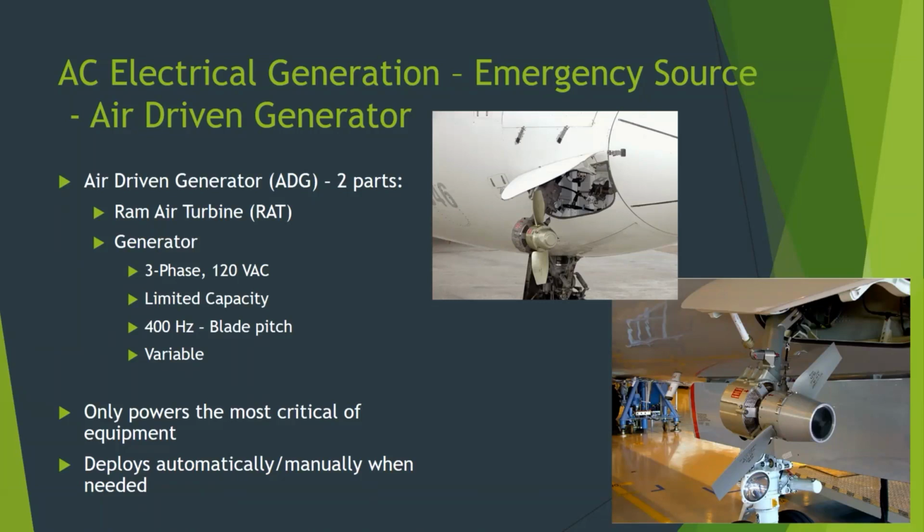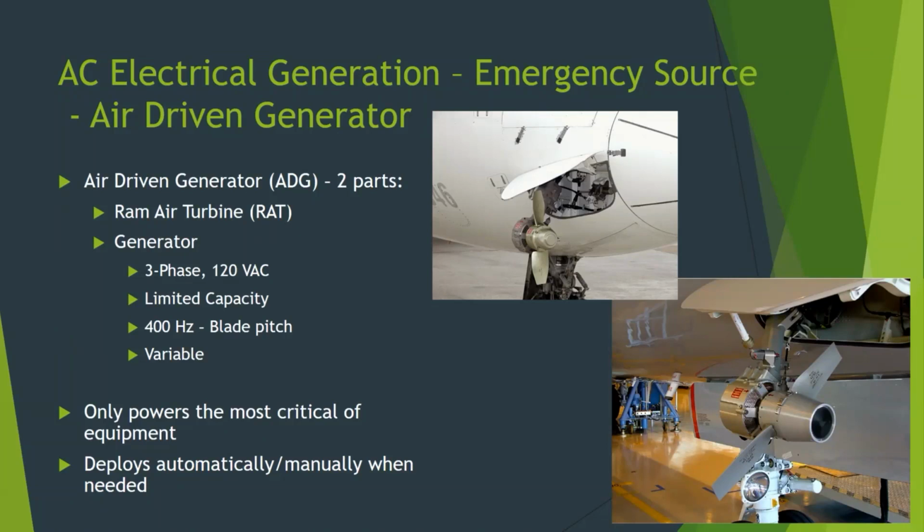They're made up of two parts: a ram air turbine, which is also known as the acronym RAT, and that ram air turbine is coupled to a generator. Again, these are three-phase, 120 volt, very limited load capacity, and they're 400 hertz. The blade pitch is variable on them, and they're spun by the airstream. In a case where an aircraft has lost power or lost engines and APU and essentially has no source to generate electrical power, this pops out of the side of the airplane.